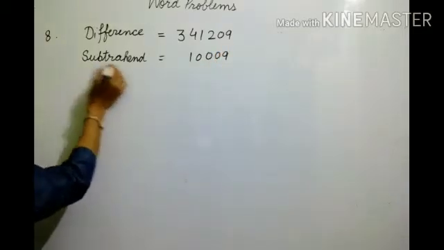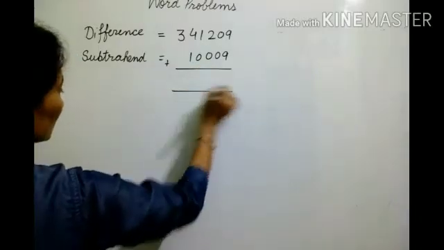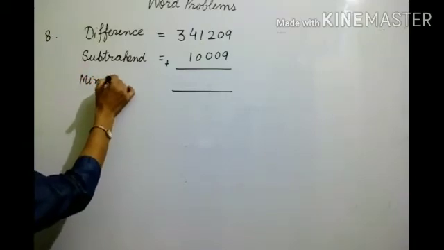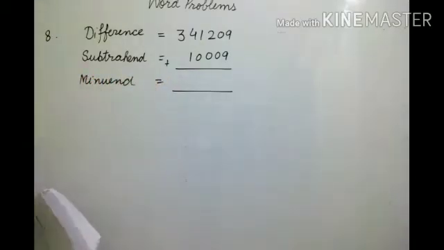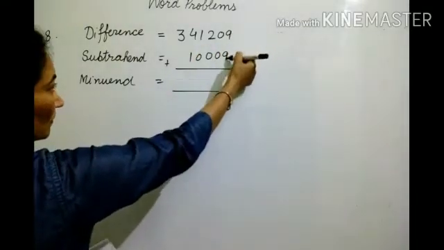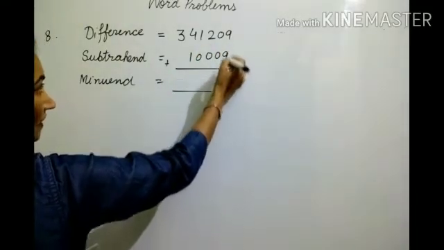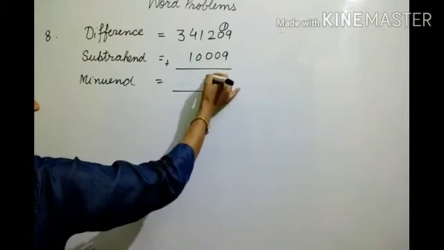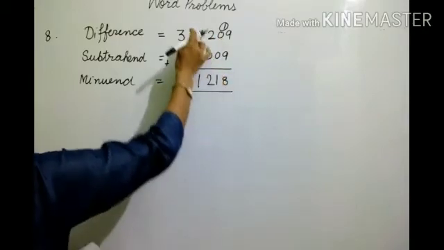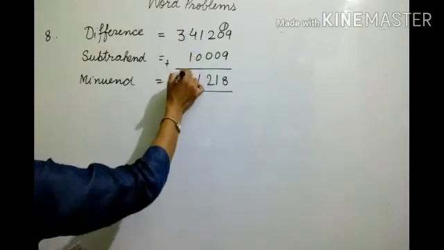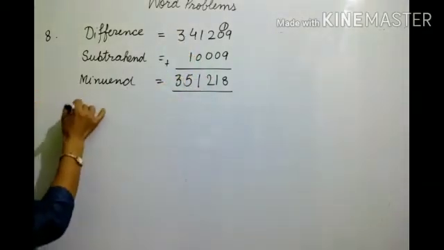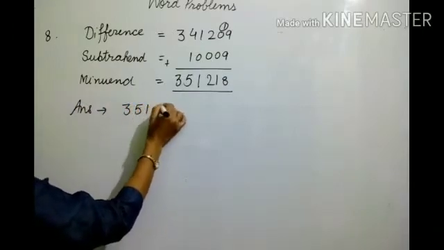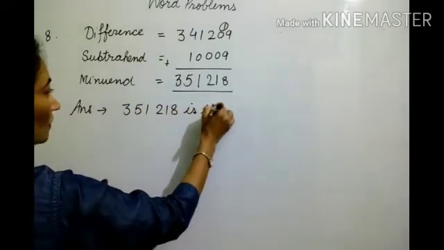Now if we add both difference and subtrahend, then what we find? Minuend. That we have to find in question number 8. We will plus 9 plus 9, 18. 1 will go carry. 1 plus 0 is 1. 2 plus 0, 2. 1 plus 0, 1. 4 plus 1, 5. And 3 remains as it is. So our answer is 3,51,218, that is the minuend.